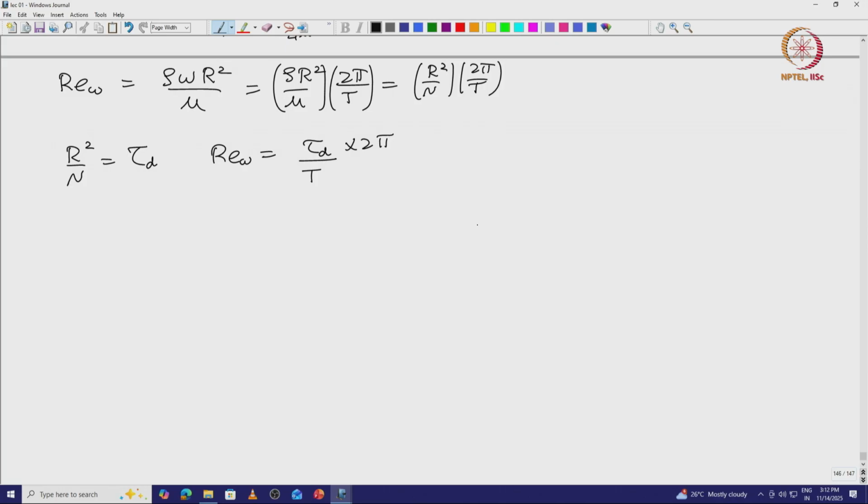What happens in the opposite case, where we have the limit of high Reynolds number? I will continue that in the next lecture.